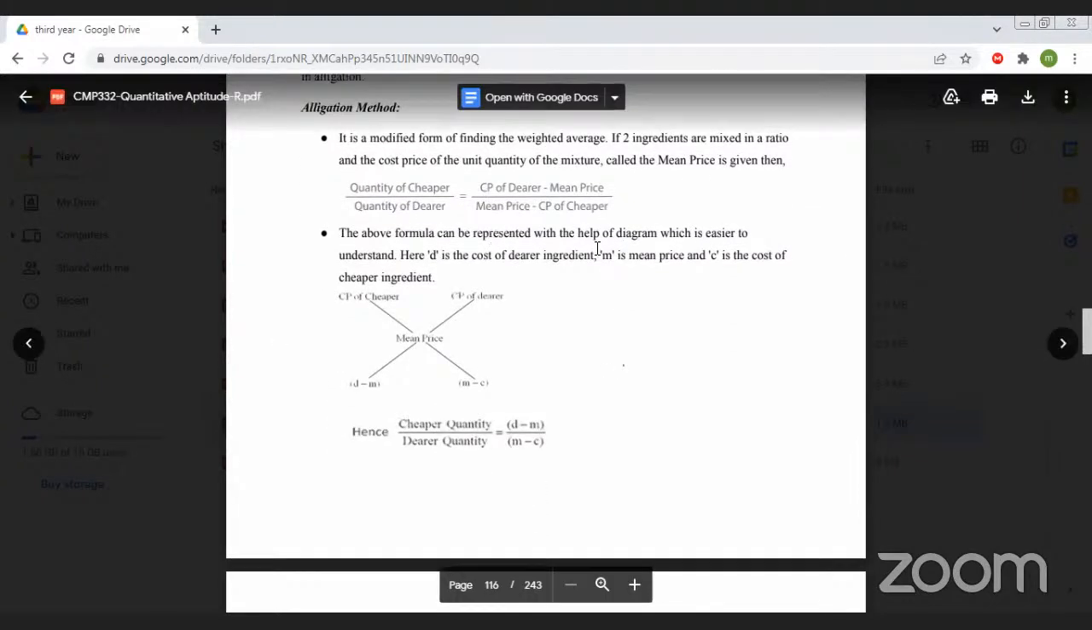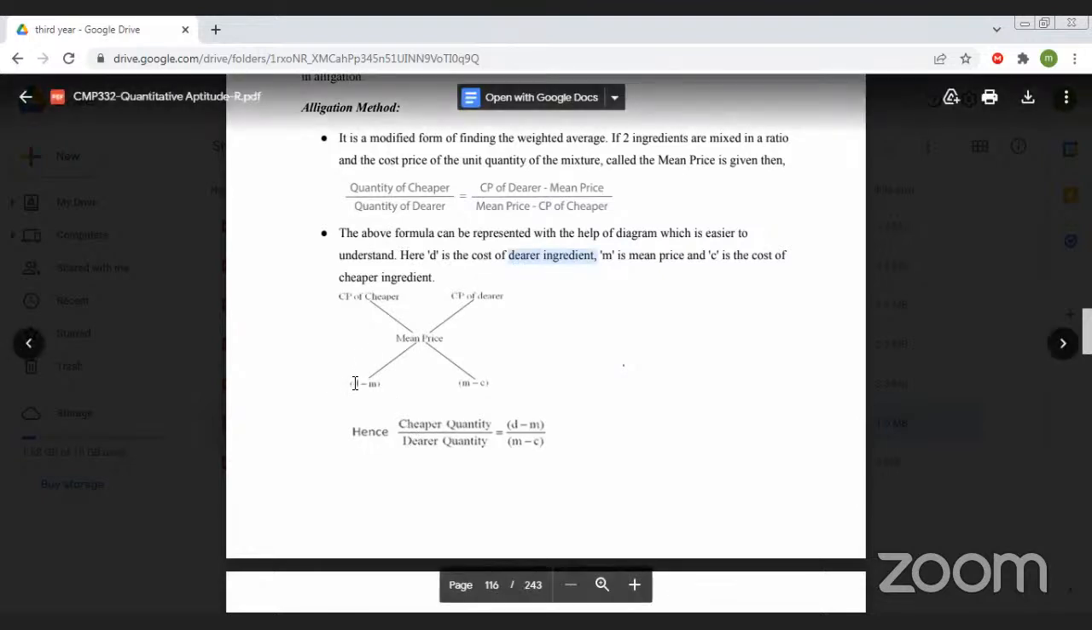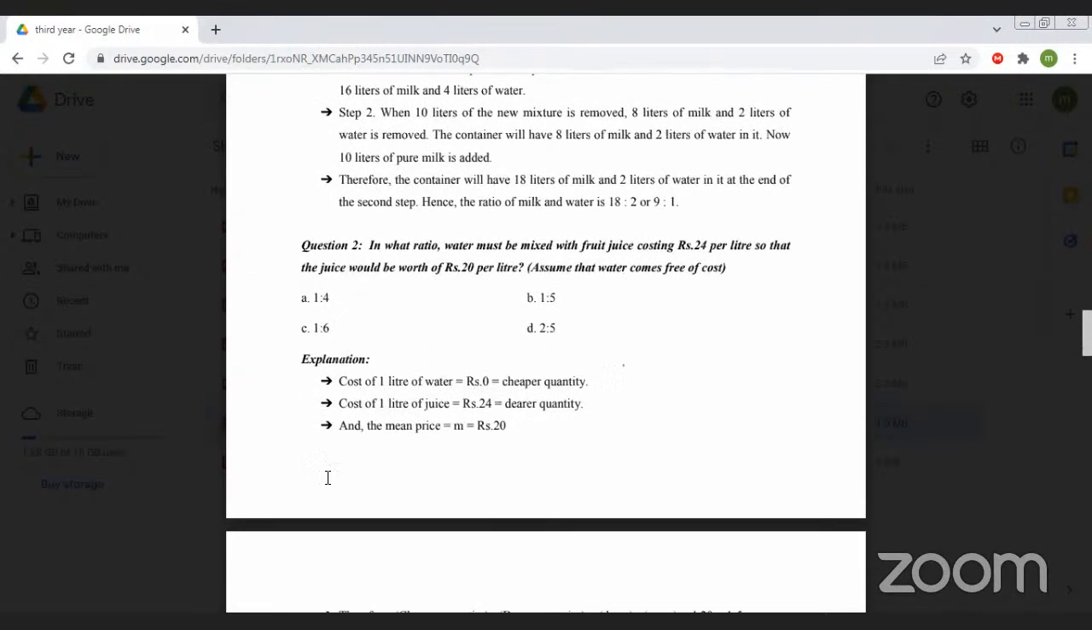The above formula can be represented with the help of a diagram, which is easier to understand. Here, D is the cost of the dearer ingredient. M is the mean price and C is the cost of the cheaper ingredient. Now, how are we going to solve the sums?